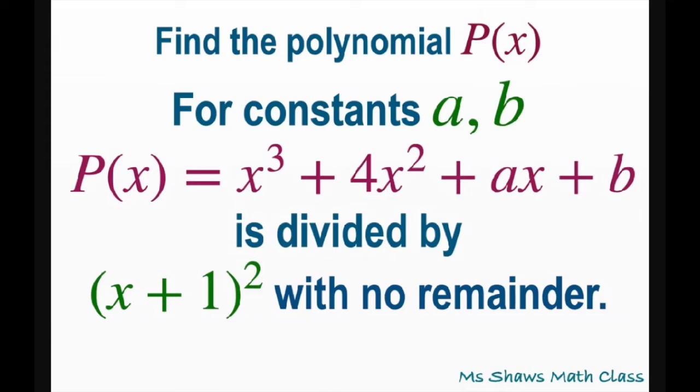We're going to find the polynomial p of x. For constants a and b, we have p of x equals x cubed plus 4x squared plus ax plus b, and it's divisible by x plus 1 squared with no remainder. So when it says find the polynomial, that means we've got to find a and b, and we're going to substitute our a and b back in to get our p of x.